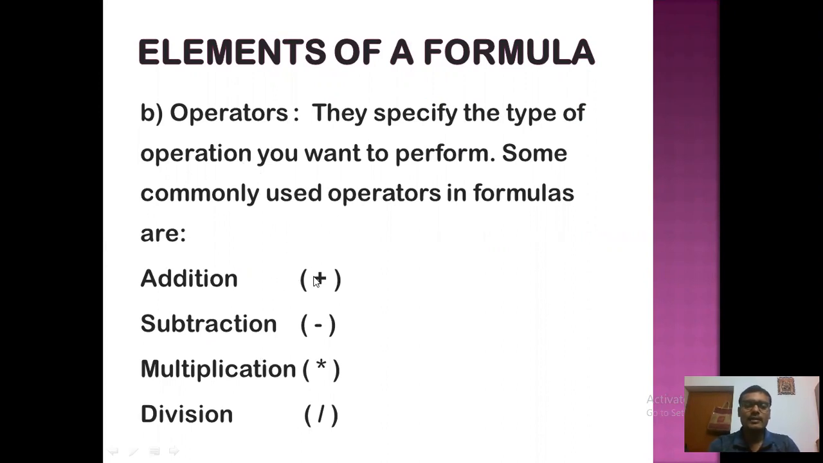If you have to do addition, you have to use the plus sign. If you have to do subtraction, you have to use the minus sign. If you have to do multiplication, you have to use the asterisk sign. For multiplication, there is no multiplication sign in Excel. You have to use this asterisk sign. And for division, you have to use the forward slash sign. Okay.